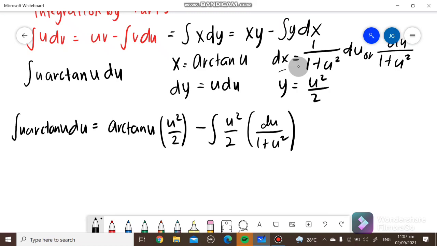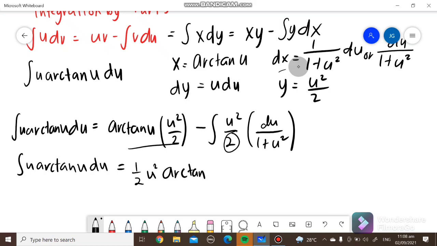With that, we can take the one half out since we have 1/2 there. So the integral of u arctan u du is equal to, let's rearrange, 1/2 u squared arctangent u minus 1/2 the integral of u squared multiplied by du all over 1 plus u squared.